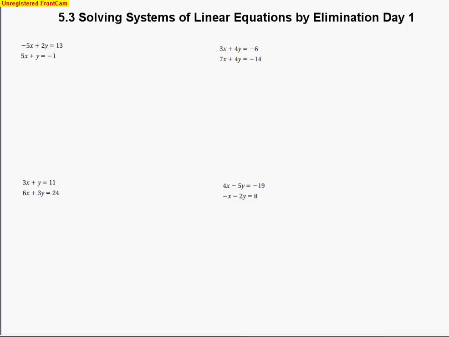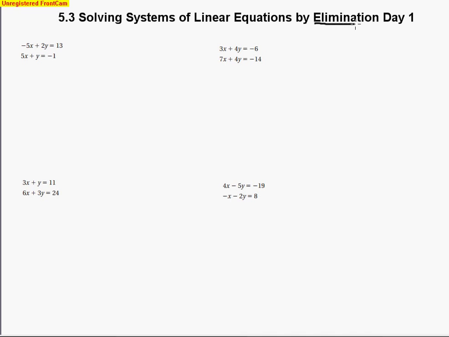This is the lesson for Chapter 5, Section 3, titled Solving Systems of Linear Equations by Elimination, Day number 1. So let's take a look at our first problem. And it looks like a tough problem the way we had solved before, because we have to get a variable by itself and we'd have to substitute into an equation with coefficients in front of the x and the y. So in this case, this one's a great one for what we call elimination.